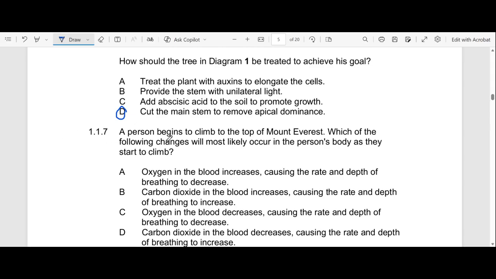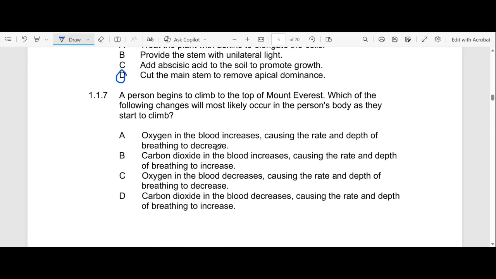Now let's go to 1.1.7. 1.1.7 reads as follows. A person begins to climb to the top of Mount Everest. Which of the following changes will most likely occur in the person's body as they start to climb? Okay, this is an interesting question. Remember, the higher the altitude, the less oxygen you have, right?